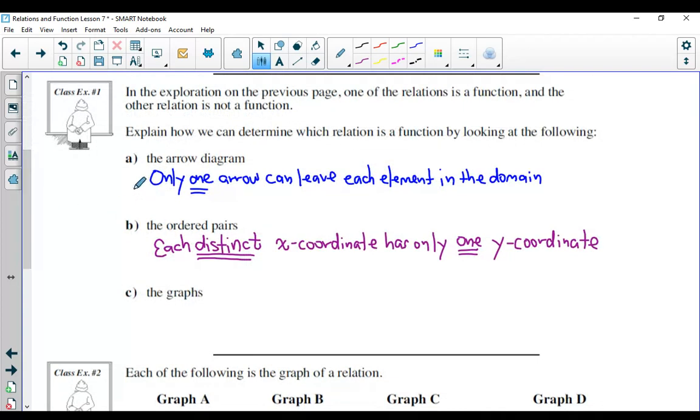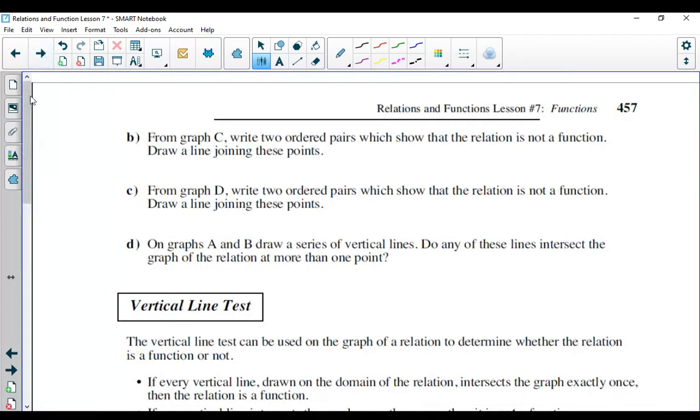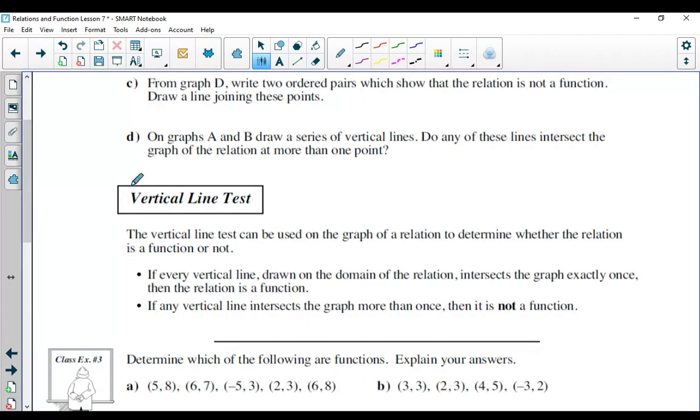How about the graphs? What about the graphs can be used to determine this? Well, I'm actually going to jump ahead for a moment and clarify the test we can use for a graph to determine whether or not it is a function. So I'm going to go over to the next page. We're going to look at this section called the vertical line test. The vertical line test is going to help us identify whether or not a relation is a function based on a graph. And then I'll explain why this test is true.